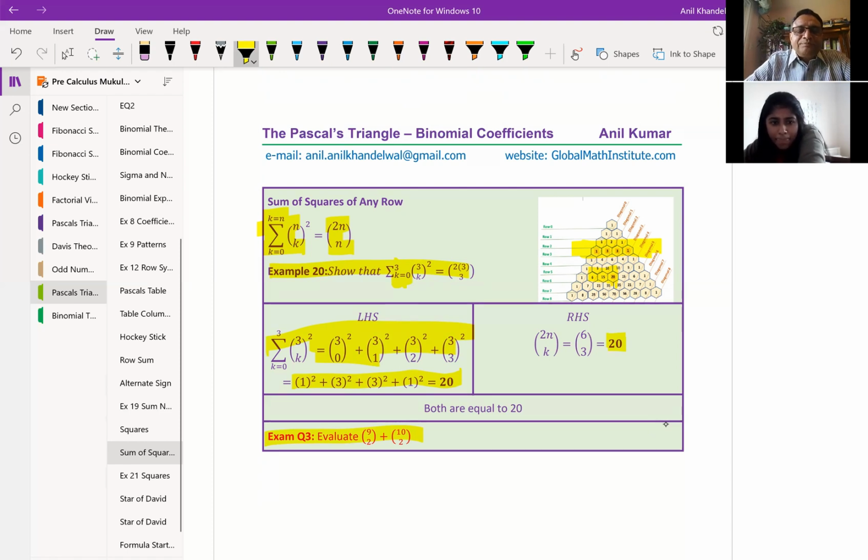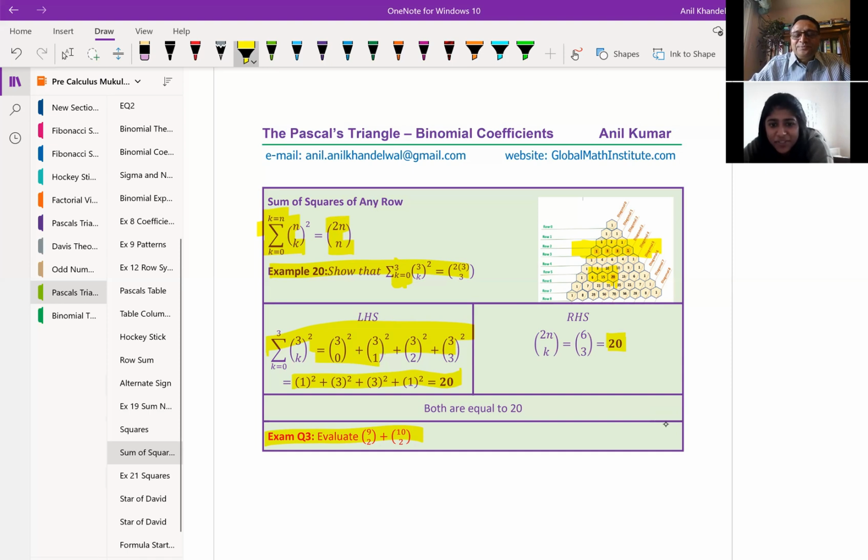Okay. So evaluate 9 choose 2 plus 10 choose 2. Correct. What is this? So the diagonals are the same. Yes. So it would have to be 9 choose 2, 10 choose 2. What is this equal to? Okay, wait. I can do it off the triangle. I'm trying to do the method that we just did. Should I do it off the triangle or the method we just did? As you wish.